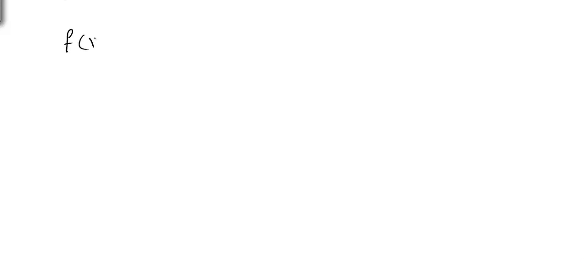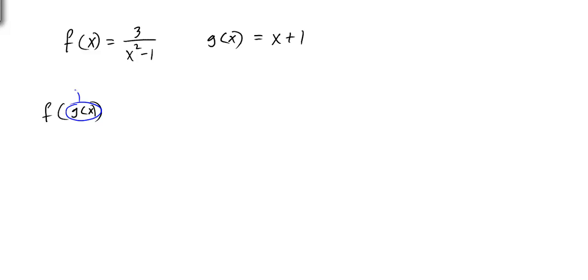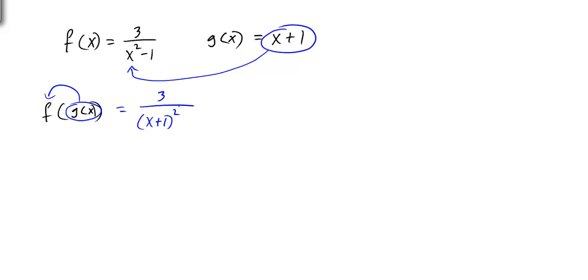If we have the function f of x equals 3 divided by x squared minus 1, and g of x is equal to x plus 1. How can we find f of g of x? Well, once again, you're taking the inside function here, the g of x. It's on the inside, so we're going to substitute that into function f. So that means x plus 1 is going to be substituted in over here in place of x. So we would have 3 over, instead of x squared, it's going to be x plus 1 quantity squared minus 1.